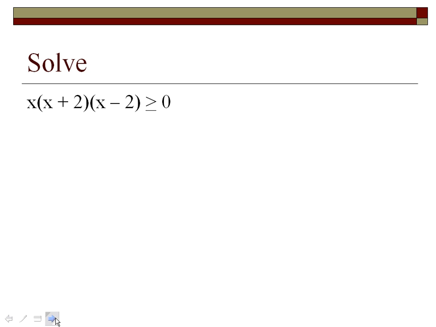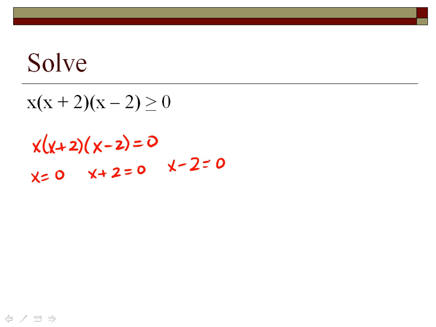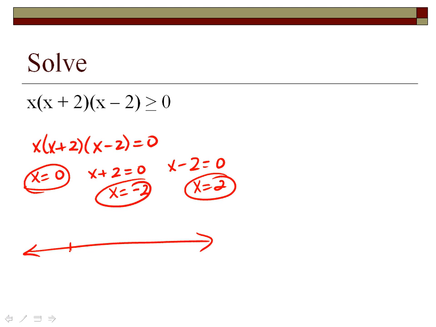Another example, if I wanted to solve x times x plus 2 times x minus 2 is greater than or equal to 0, I first solve the associated equation by replacing the inequality with an equal sign. And so we get x is equal to 0, x plus 2 is equal to 0, or x minus 2 is equal to 0. So our three boundary numbers are 0, negative 2, and 2. Putting those on the number line in order from smallest to largest, we again get 4 intervals to check.